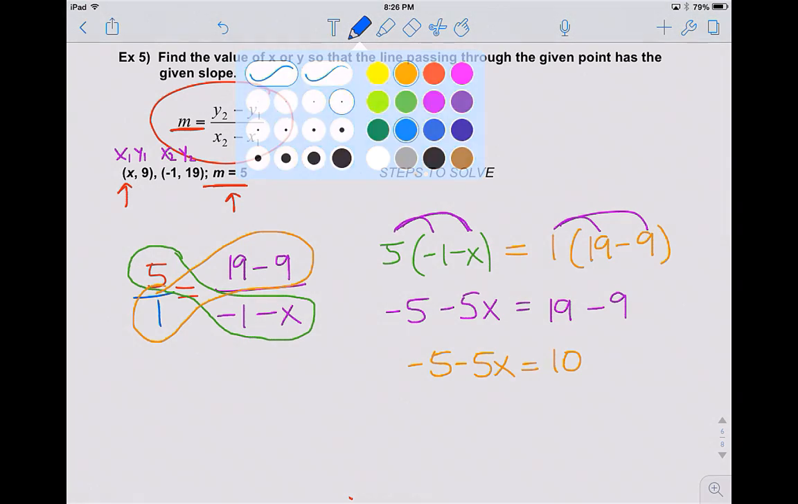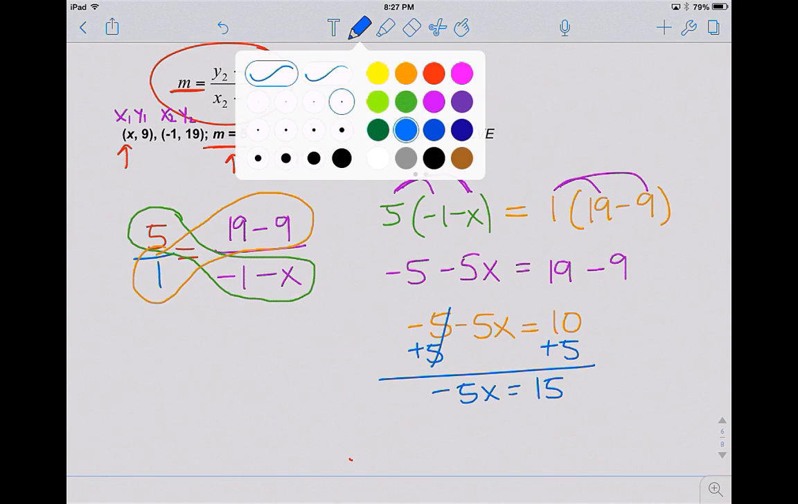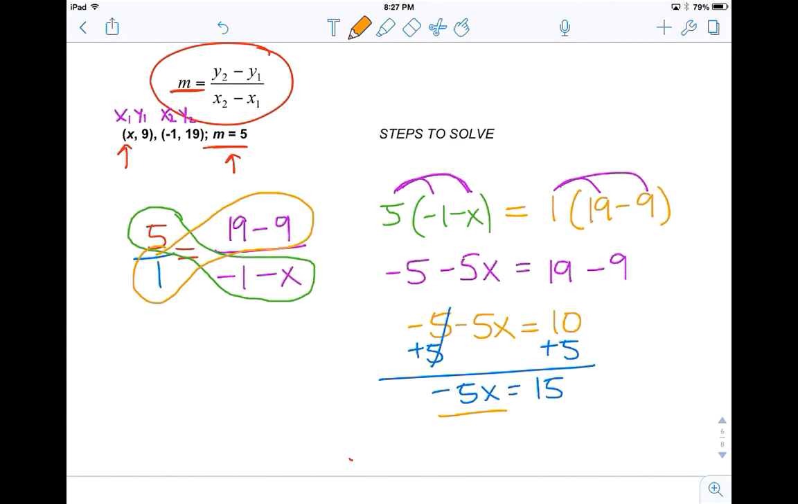And then we can start working through our SADMIP steps or working backwards through PEMDAS. So to get x by itself, we're going to add 5 to both sides of that equal sign. And then last step, divide by -5. And when we divide by -5, that leaves us with x equals -3.